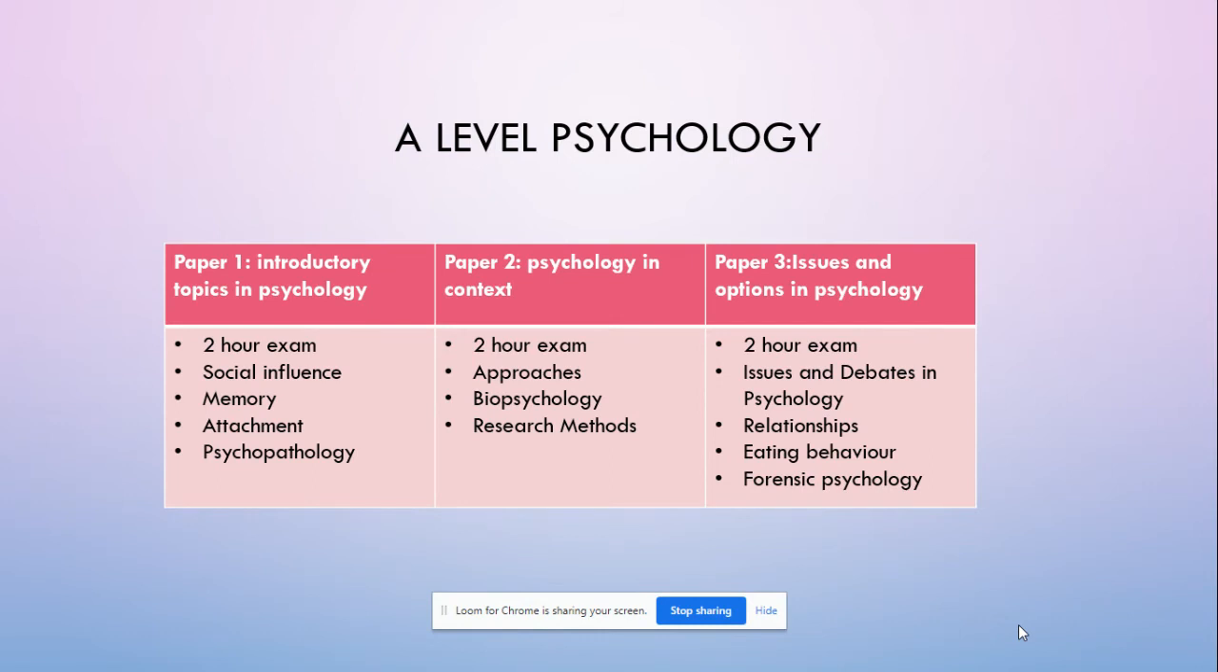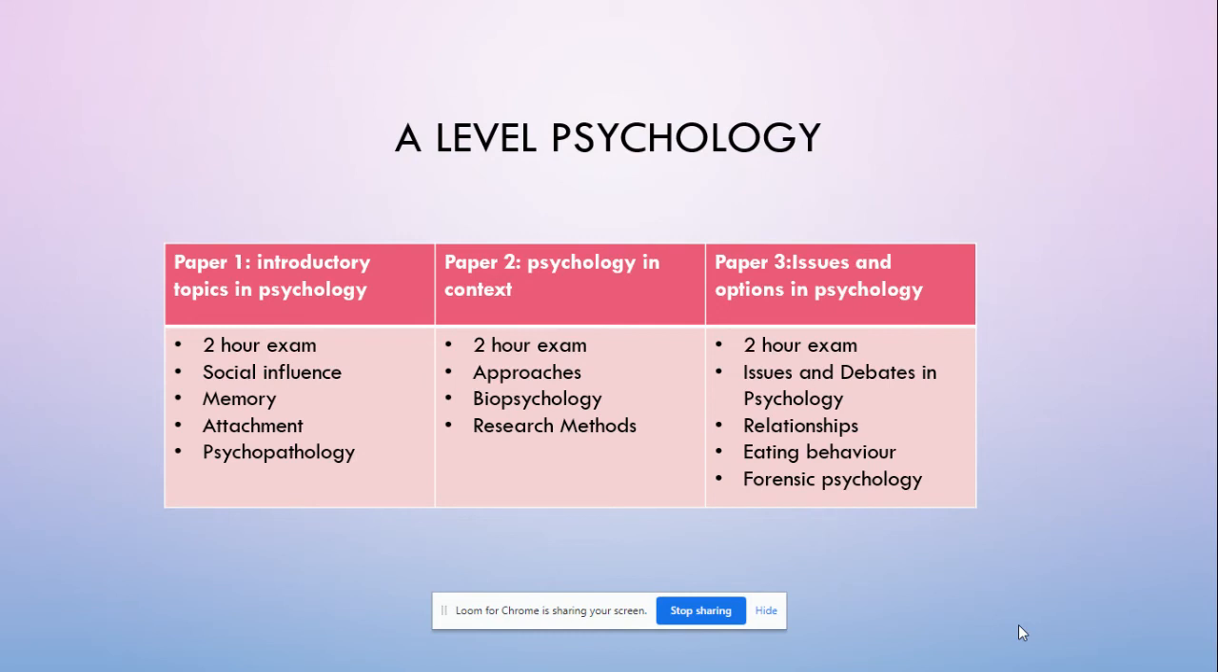exams. The first one is introductory topics to psychology, so that's social influence, memory, attachment, and psychopathology. Paper 2 is psychology in context, so that's a 2-hour exam and is made up of approaches, biopsychology, and research methods. And paper 3 is the issues and options.